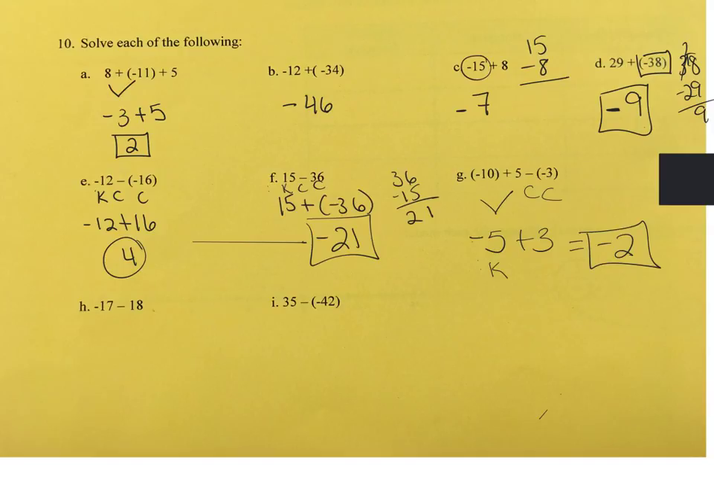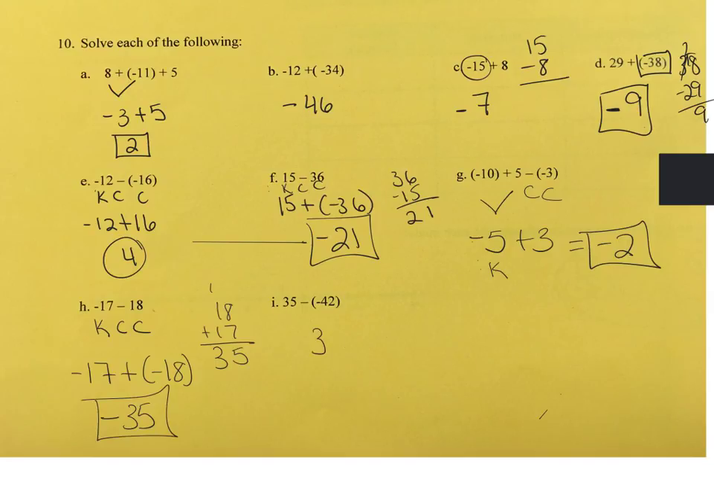And then we have negative 16, keep, change. So we're going to keep the negative 17, change it to addition, change this to negative 18. They're both negative, so we're going to add them. So 18 plus 17, we'll get 15, and that'll be 35. So it'll be a negative 35 since both numbers are negative.